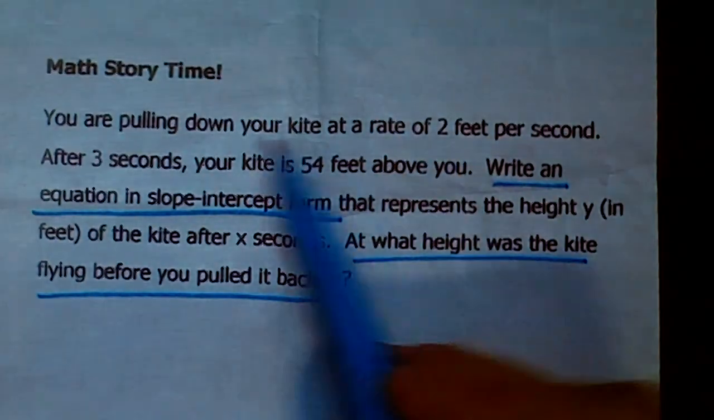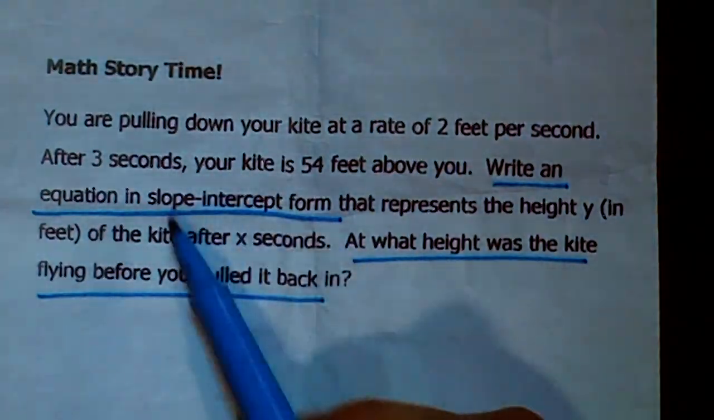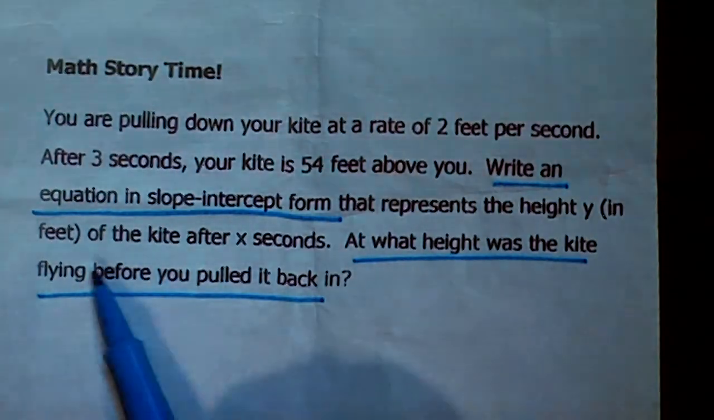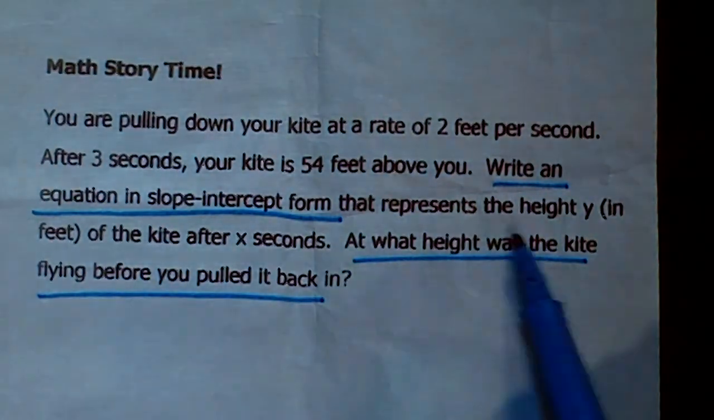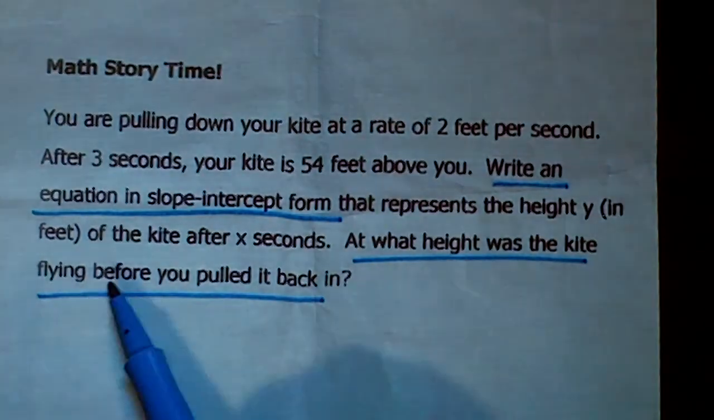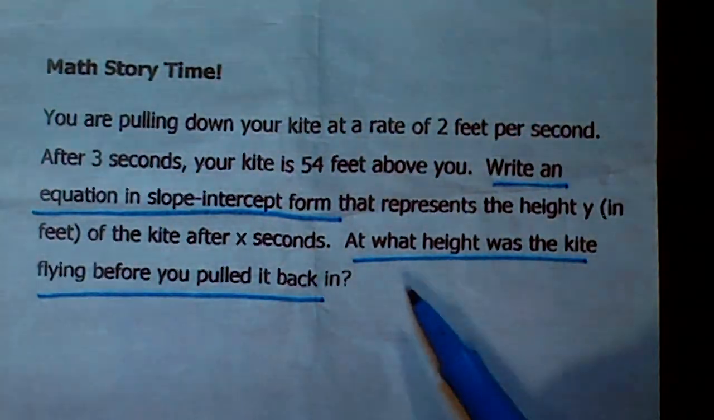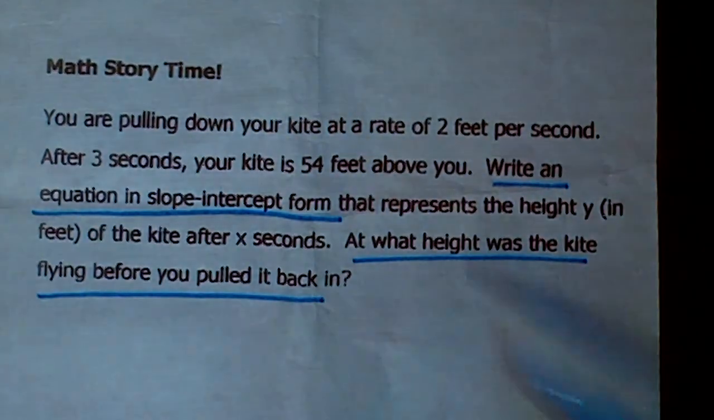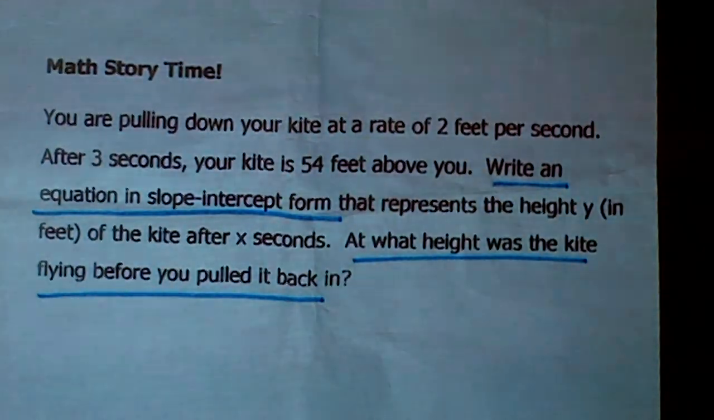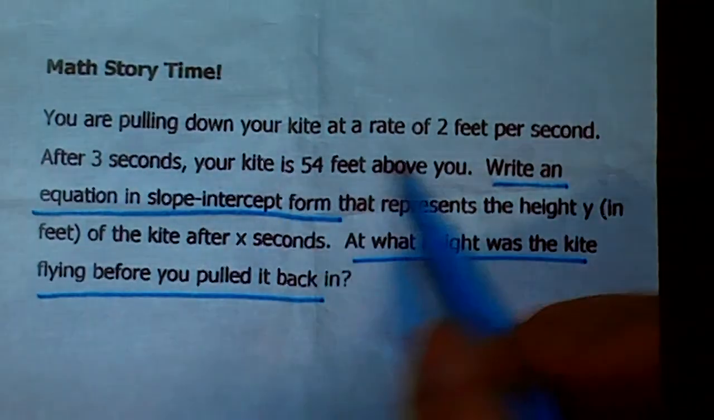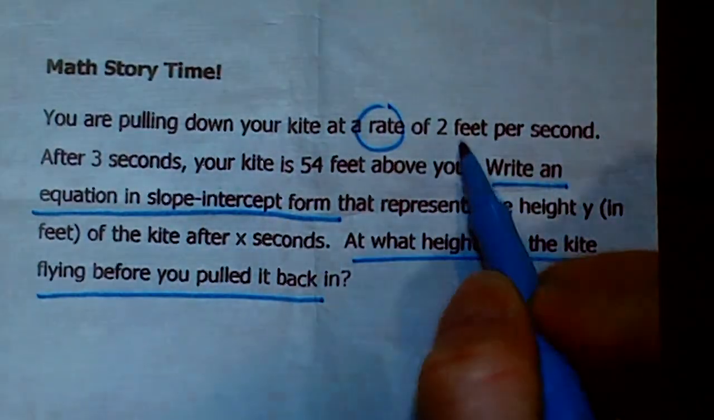Because it says here that x, where's it at? Okay, so it says represents the height y in feet of the kite after x seconds. So x is time, so I want to know when time was 0, right? And that's what happens for y-intercept. So we are given some things. It says you're pulling down your kite at a rate of 2 feet per second.